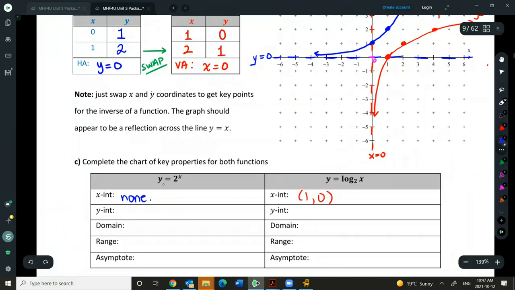Okay, y-intercept for both of these. What are the y-intercepts? Sam? Okay. So 0, 1, that's where we cross the y-axis right here. And the other one does not cross the y-axis because there's an asymptote along the y-axis at x equals 0. So we would say none.